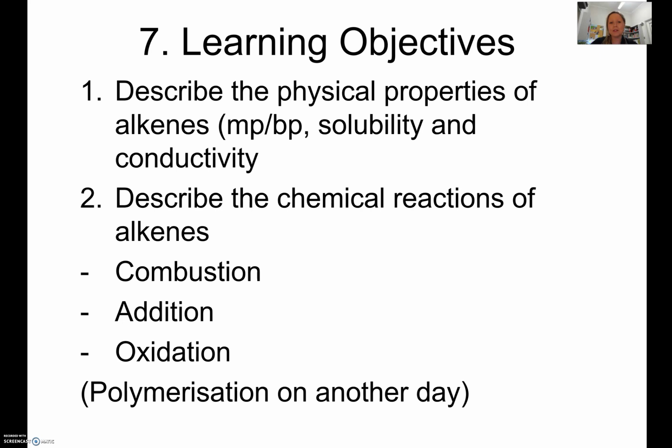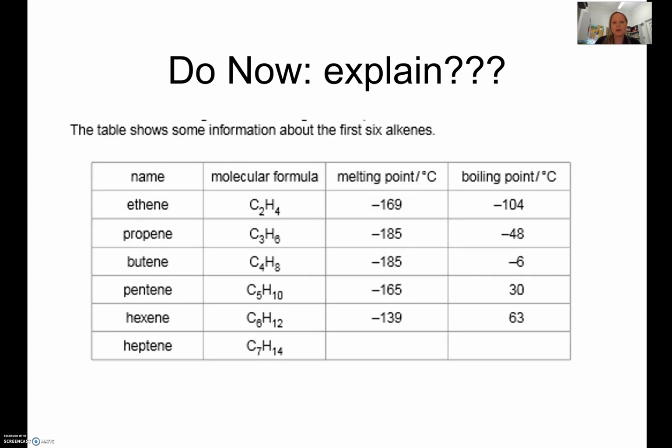We're going to talk about those physical properties of alkenes. So we're into the alkene functional group, and it's always the same three that I cover: melting and boiling point, solubility and conductivity. Then we're going to talk about some chemical reactions of alkenes, so combustion, addition and oxidation. And there's also polymerization, but I can't fit that all into one lesson, so we'll do that in a lesson's time. So quick do now.